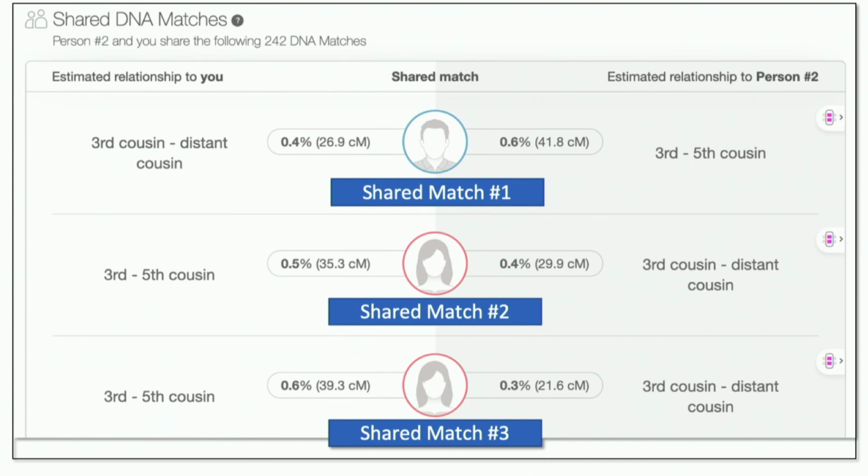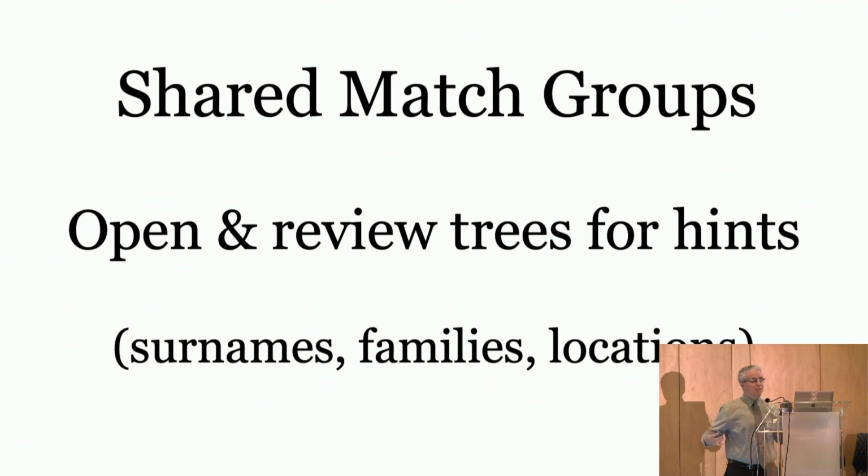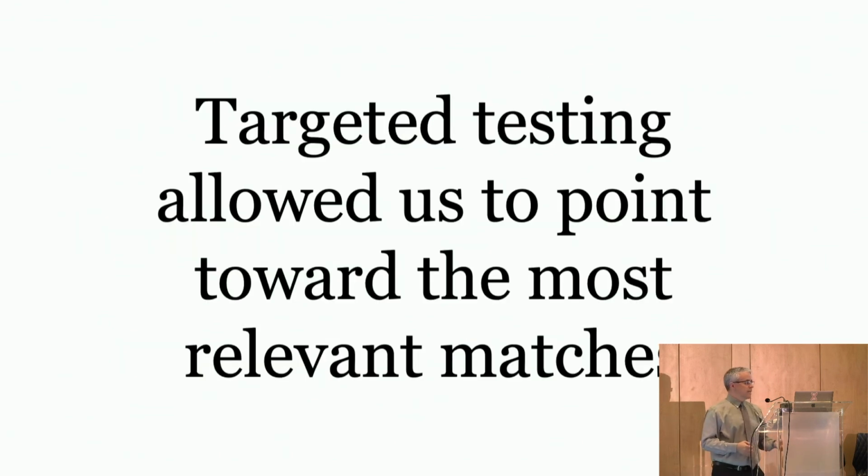So when I find a shared match like this, what I'm going to do is open the trees and review them for hints. I'll review them for surnames in common. I'll look for families in common, locations in common. And note, when you're doing this process, you're certainly going to have to do a little bit of building the trees for your matches too, right? Because many of our matches have incomplete trees or no trees. So the more tree building you might do for your matches, the more you're going to be able to take advantage of this process.